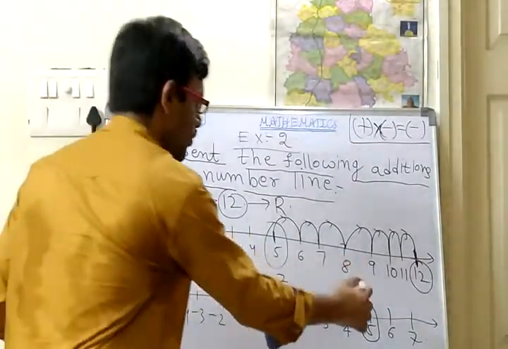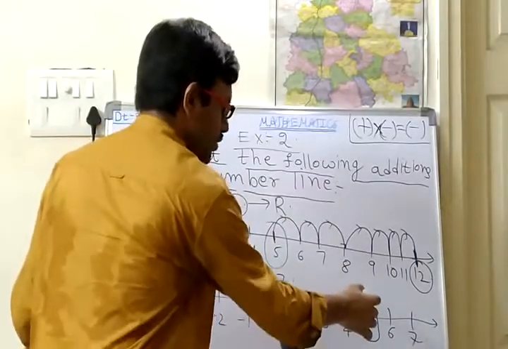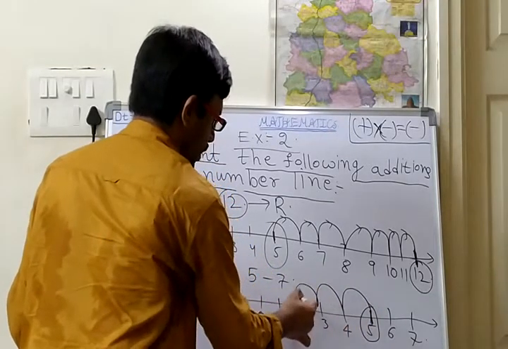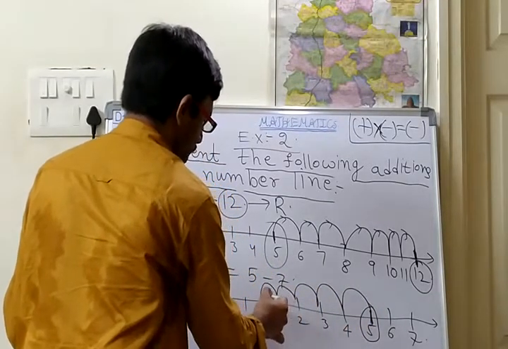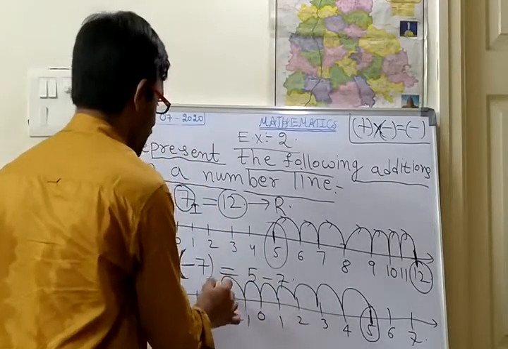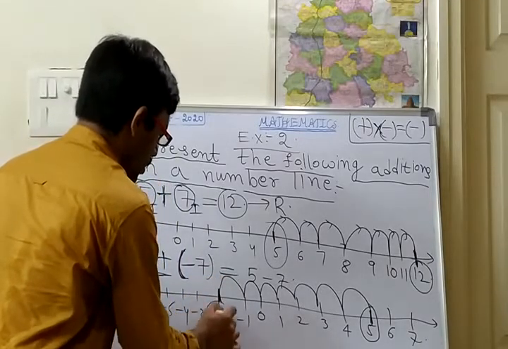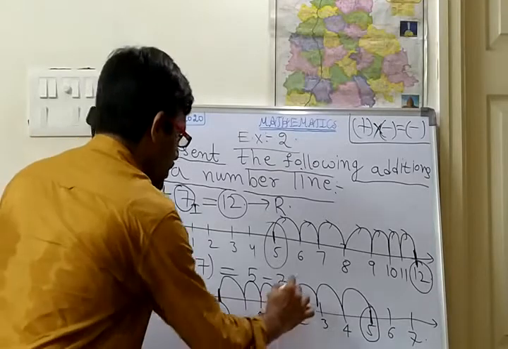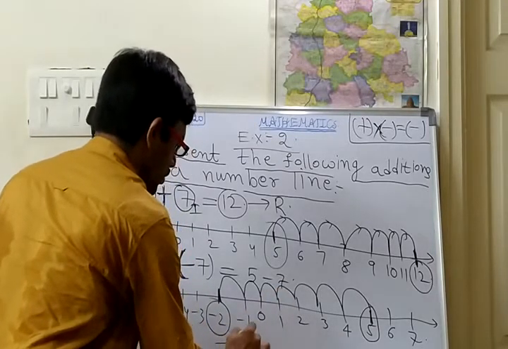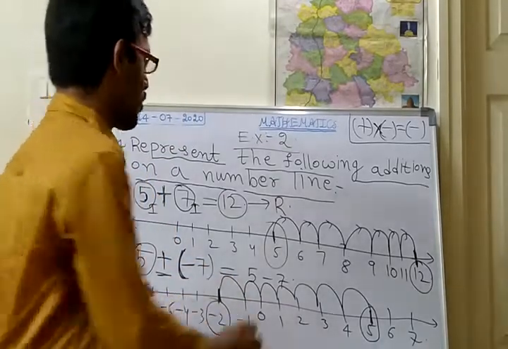Okay. So from 5, without skipping any number, without leaving any integer, we should go. 1, 2, 3, 4, 5, 6, 7. So here 7 minus 7 came. So what is this number? Minus 2. So what is the answer? Minus 2 is the answer. So 5 plus of minus 7 is minus 2. Like this you have to do.